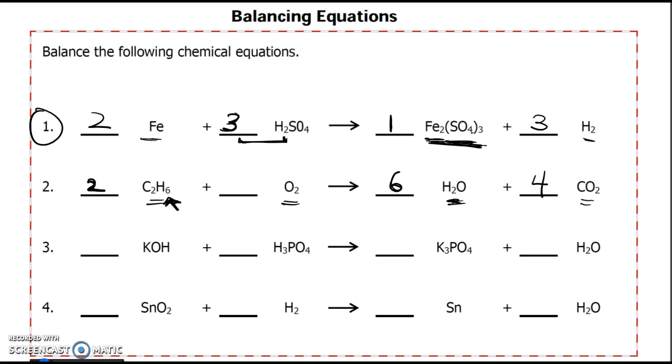Now look at your oxygen. In the product side, you have 6 plus 4 times 2. This 2, remember I told you the coefficient multiplies with the subscripts. So we have 8 here, and then 6 for this. 8 plus 6 is 14, right? So now we've got to make this reactant 14. So go ahead and put a 7 here, because 7 times 2 is 14.